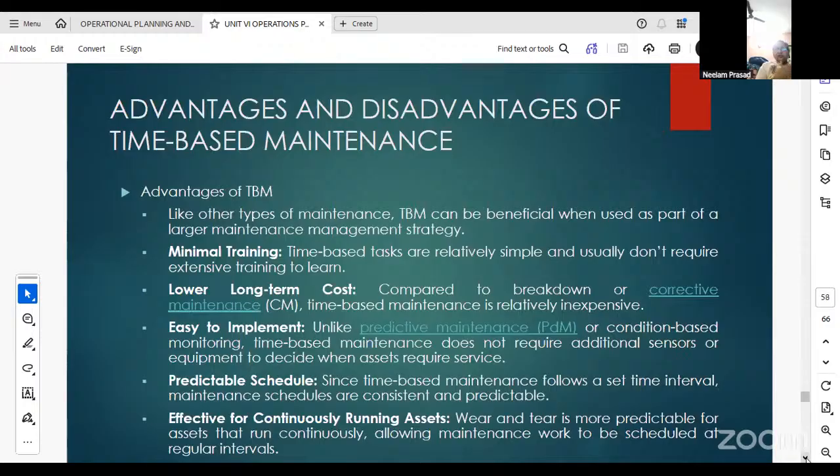So whatever lubrication or changing of filter is required, if it is done on time, the chances of something going wrong with the machine are reduced. So this time-based maintenance is very essential, so that your productivity does not stop. There is flow of goods and services without any hindrance.